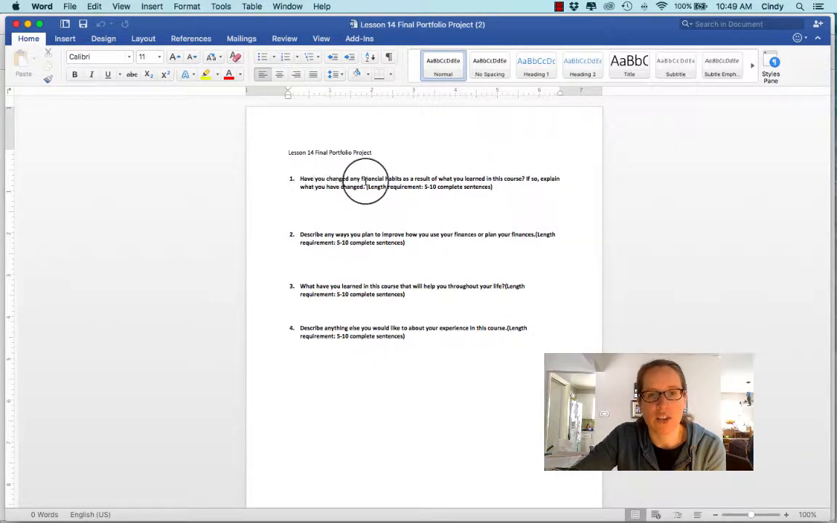You're going to take this document and you're going to answer these questions. First question, have you changed any financial habits as a result of what you've learned in this course? If so, explain what you have changed. You're required to type 5 to 10 complete sentences for each of these questions.